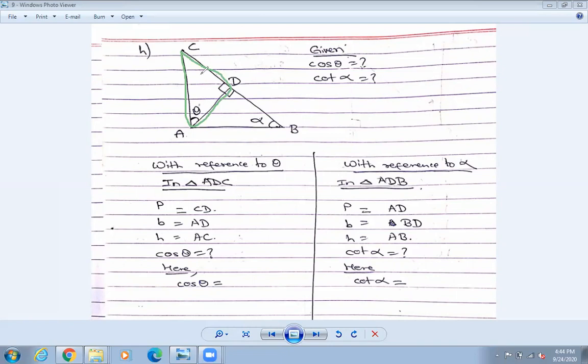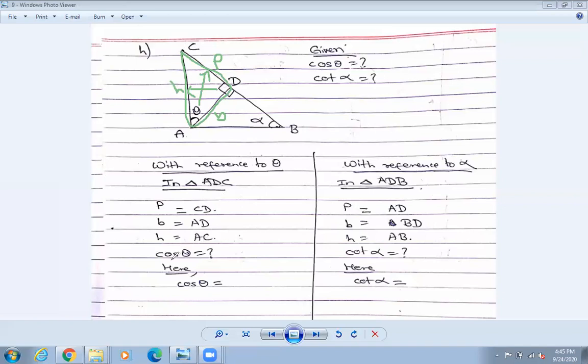Perpendicular means the opposite of theta. The reference angle's opposite we call perpendicular. So what is the name of the perpendicular? CD. Now we need base. The side that has both theta and 90 we call the base. What is the name of the base? AD. Hypotenuse means the opposite of 90. What is the name of this hypotenuse? AC. Hypotenuse is AC.